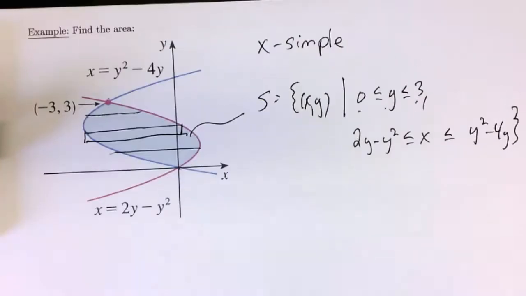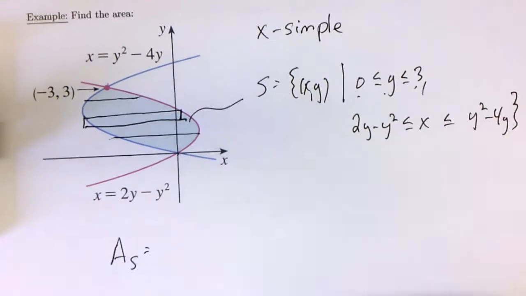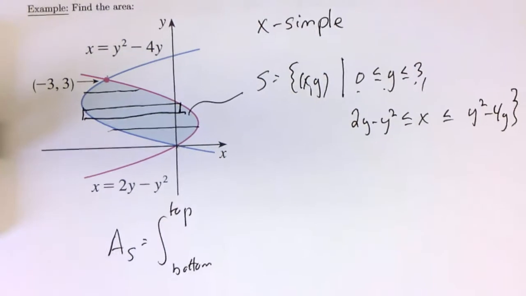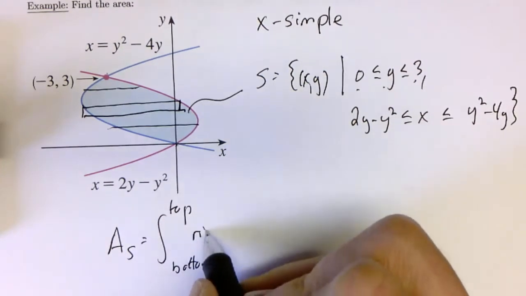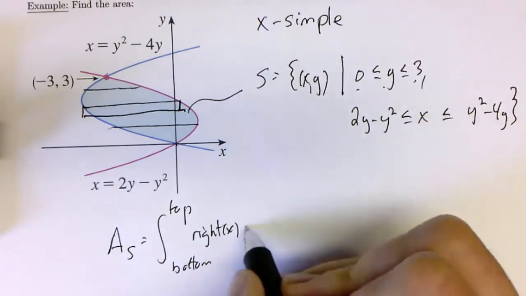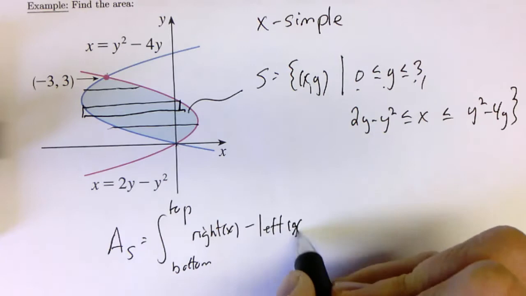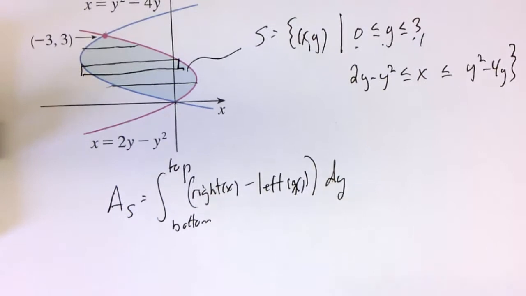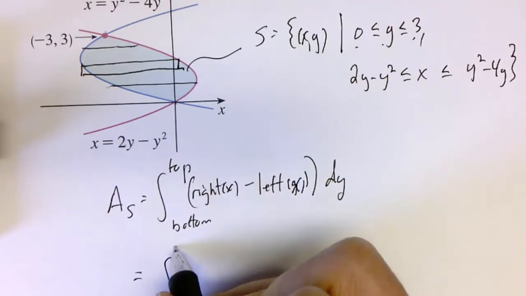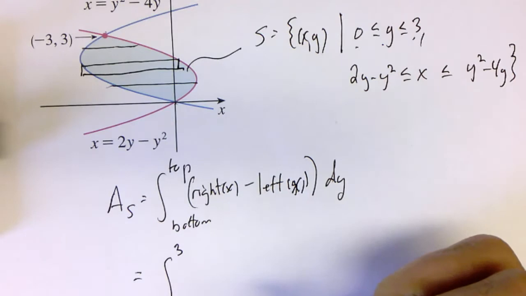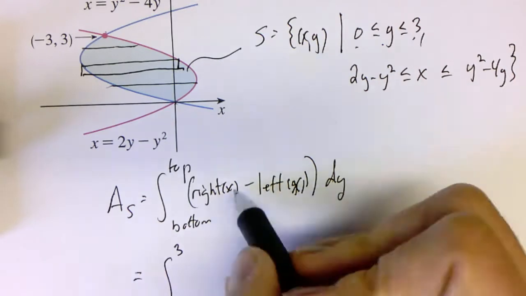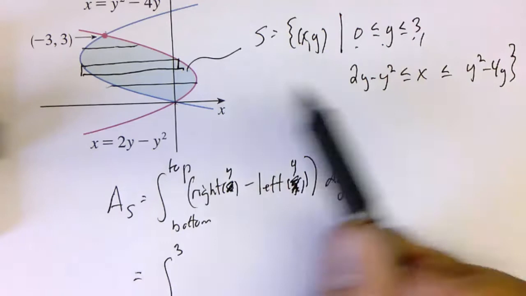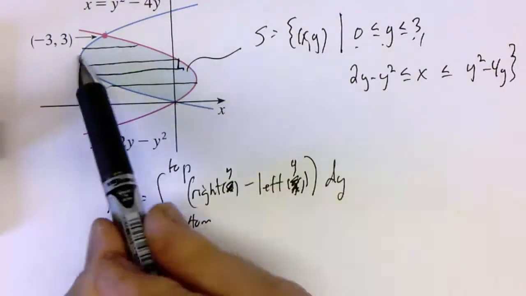All right. So the area of the region S is going to be the integral from bottom to top of the right curve, which is a function of x, minus the left curve, which is a function of x, dy. So the bottom is 0, the top number is 3, the right curve is a function of y, and the left curve is a function of y. All right, the right and left curves are functions of y, and they give us boundaries for x.